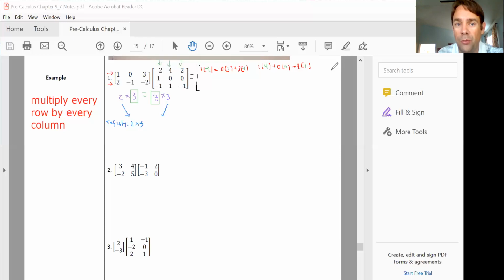And then we have our last one: 1 times the first entry in the third column, plus 0 times the second entry in this third column, plus 3 times the third entry in the third column. I should probably move my face. All righty, and so your first entry was 2. Then I had 0 again. And then I had a -1.